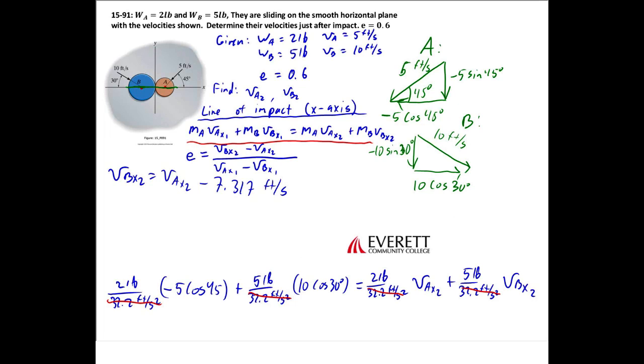So now I'm going to solve the left-hand side of this equation. I have all numbers on the left-hand side, so I can come up with a number for that, plug that into the calculator, and I got 36.23 feet per second. That's this whole left-hand side here. And that's going to be equal to the right-hand side, which is 2 VAX2 plus 5 VBX2.